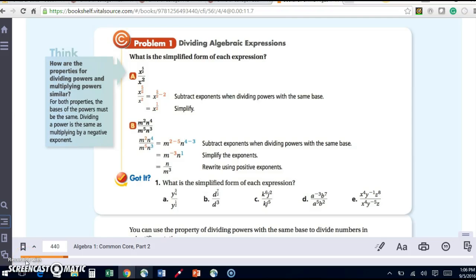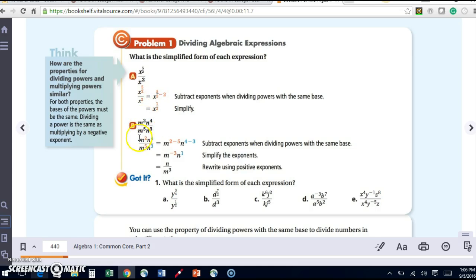Okay, we're looking at problem number 1, dividing algebraic expressions, and we have to remember that when we're dividing and we have exponents, if they're the same variable, we can subtract our exponents. So we have x to the 5 over 2 divided by x to the 2, which is just 5 over 2 minus 2. So 5 over 2 minus 2 is 1/2, so x to the 1/2 is our simplified form.